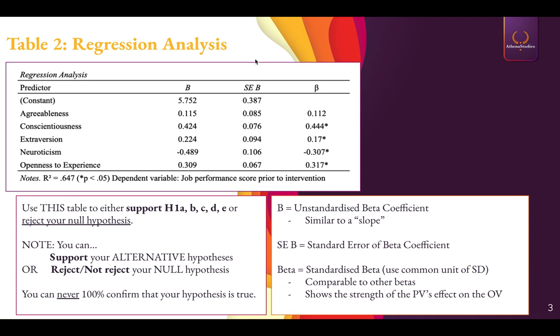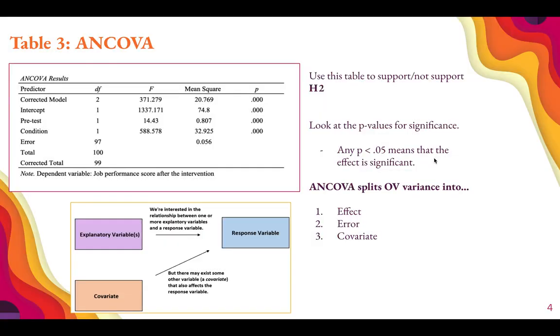And then the middle column is just the standard error of your beta coefficient, but I wouldn't really go into that one too much in your results section. It's not as important. And then lastly is your table 3, which is your ANCOVA, and you can use this to support or not support your hypothesis 2, which is talking about the EI training. In this case, you have your corrected model, intercept, pretest, condition, error.